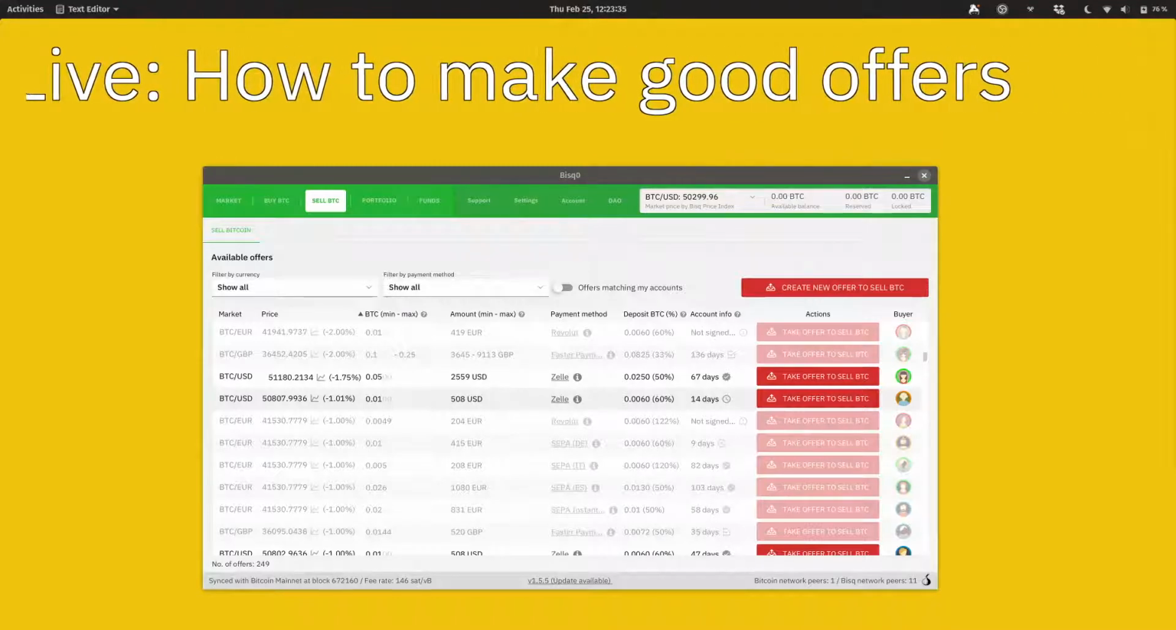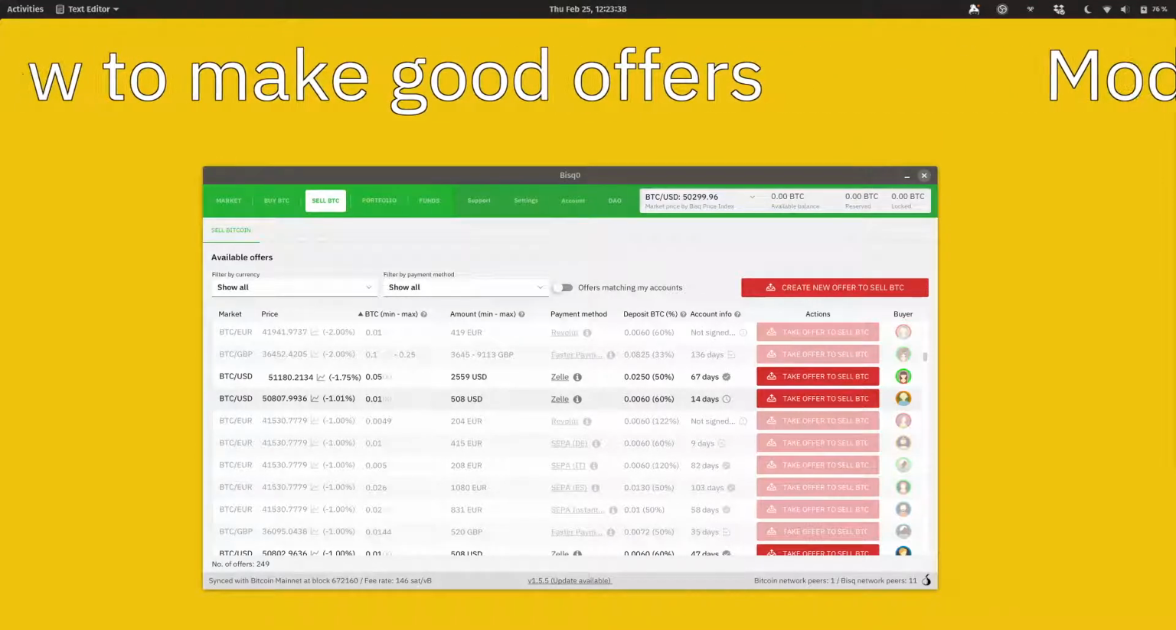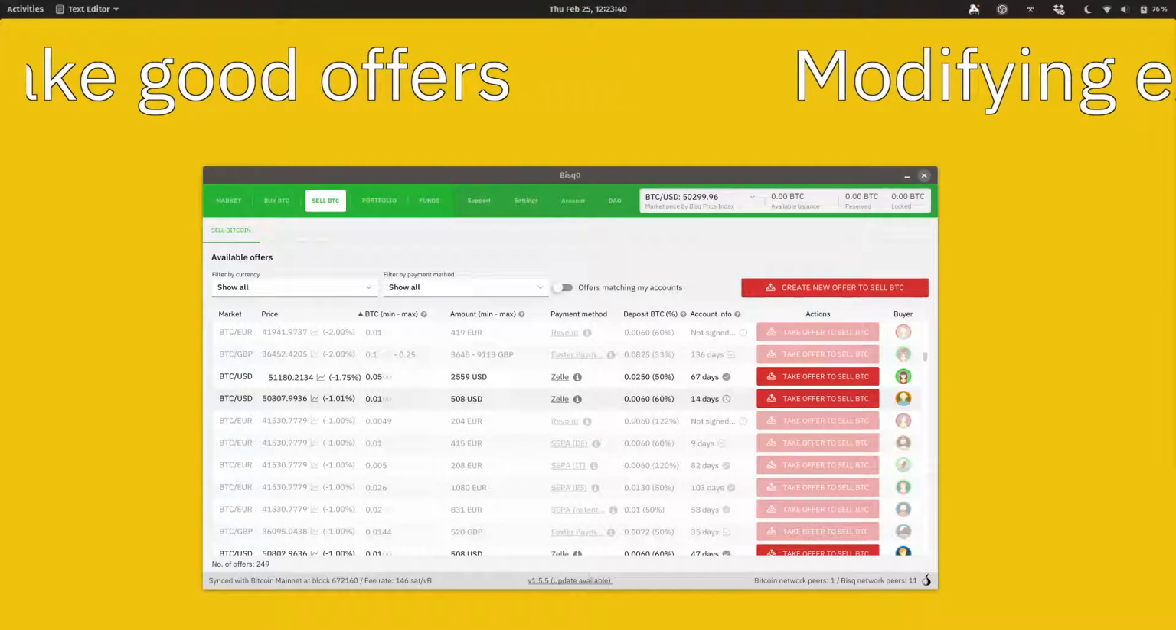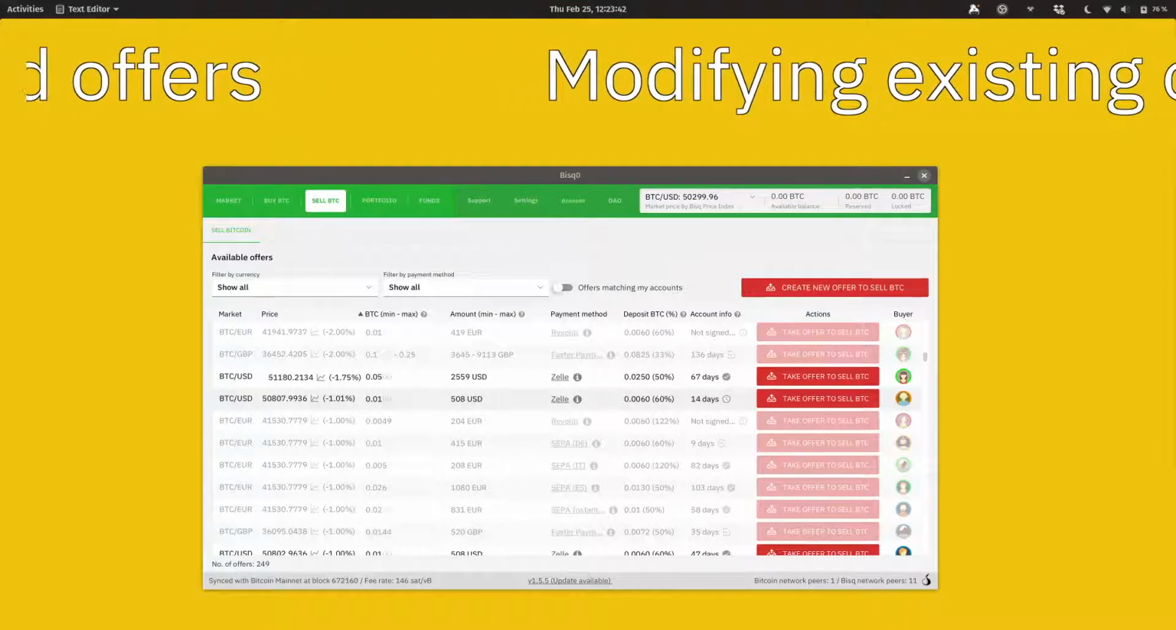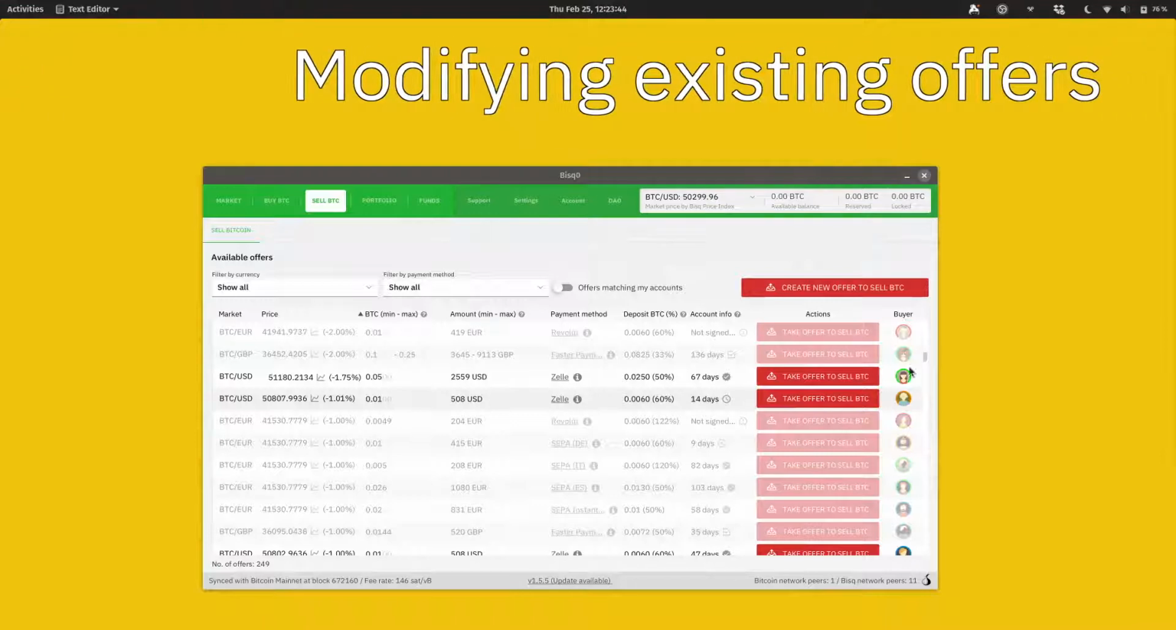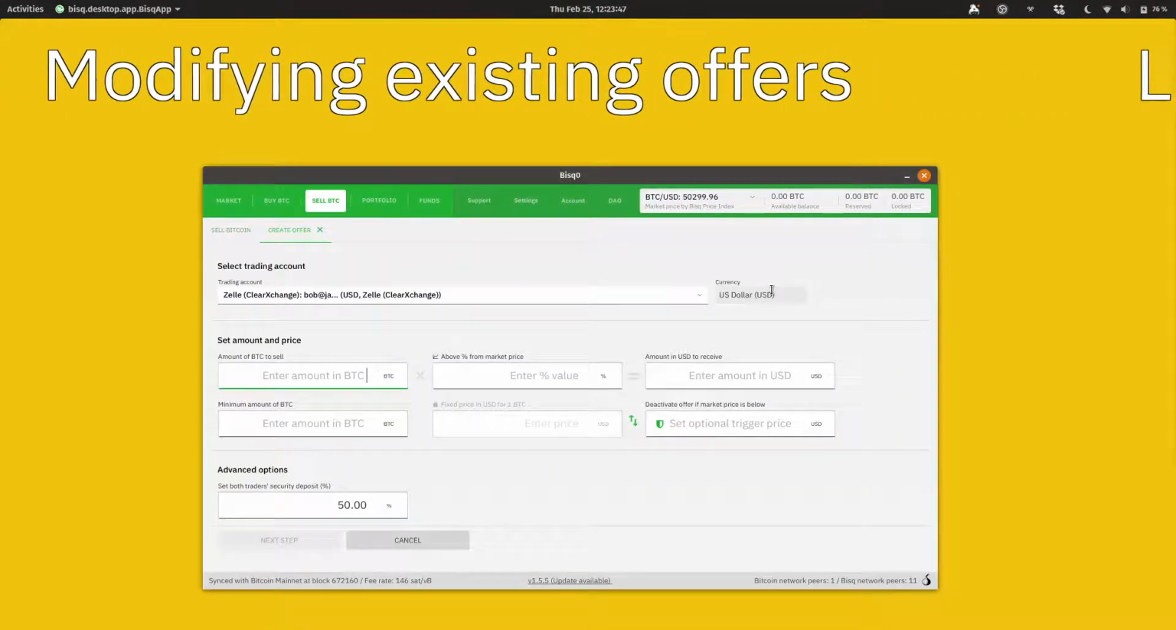I want to move on to setting a limit price. So that's another thing you can do. I guess this is more of a seller thing. So let me go ahead and create an offer to sell Bitcoin.